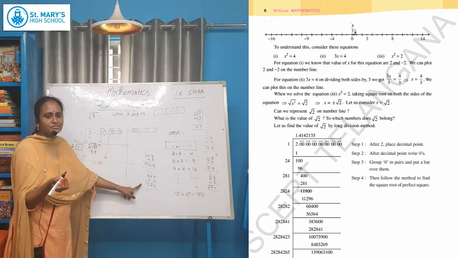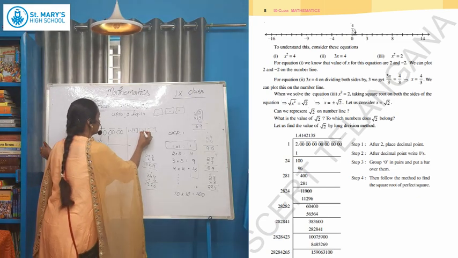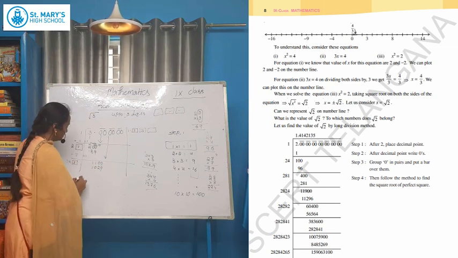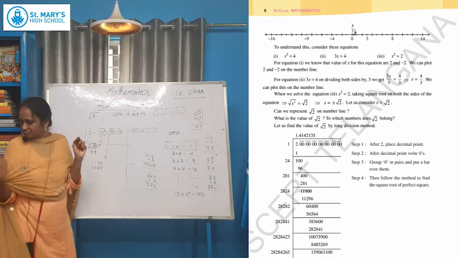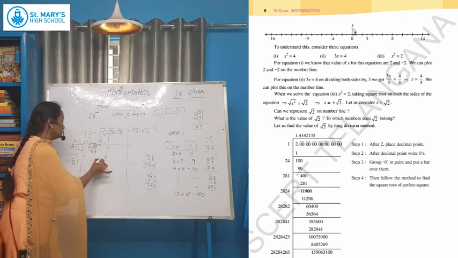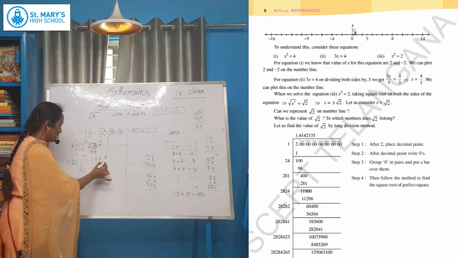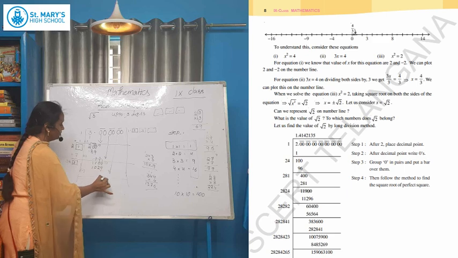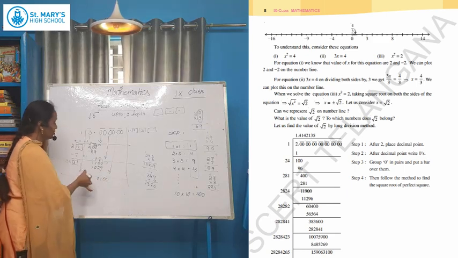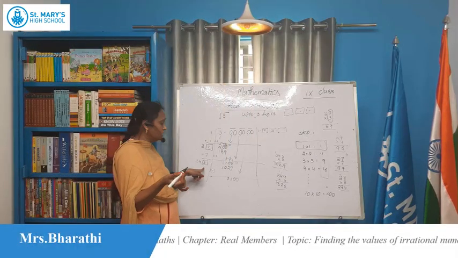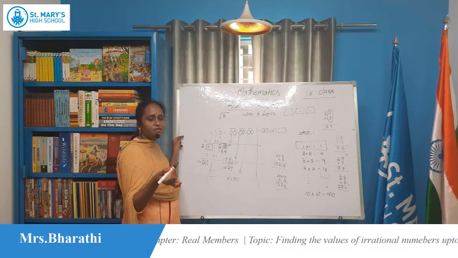So now 1029. Again we have to do the subtraction. 10 minus 9, 1. 9 minus 2, 7. Again we have to bring down two zeros. Now which number should we add here? What is the number in the box? 3. So that number we should add. 343 plus 3, how much?